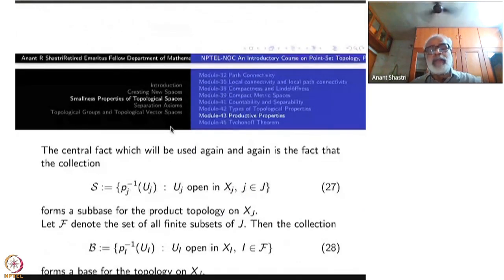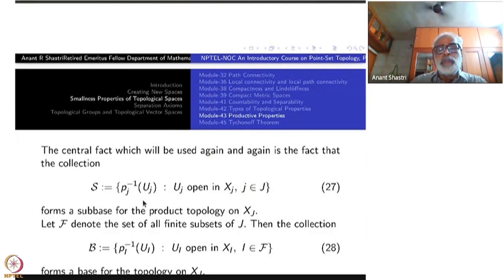The central fact which will be used again and again is that the collection S of pj inverse of Uj, where Uj's are inside Xj, they are open, and j is inside capital J. So these are all variables here. Look at all pj inverse of Uj together, that collection forms a subbase for the product topology on X. That is the definition of the product topology. So I am just recalling that.